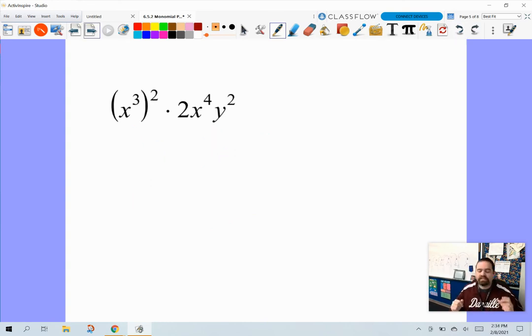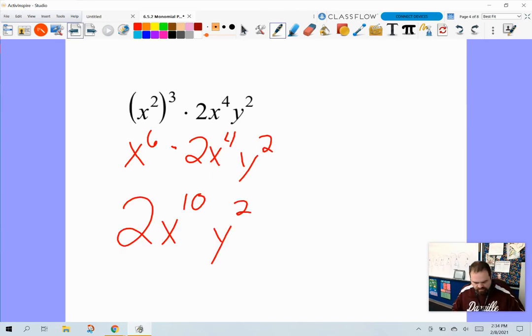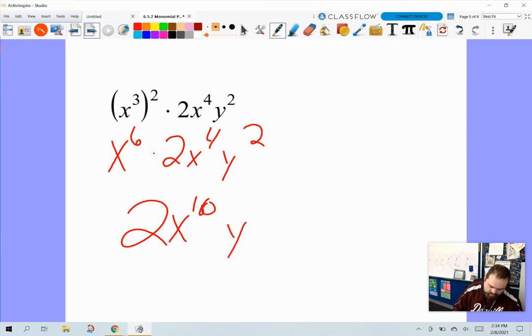All right, again, start at the parentheses. X to the third squared. That's a power to a power, so that's x to the sixth. And I've still got 2x to the fourth, y squared. Is that the same problem as the last one? Kind of, almost the same. The difference is that the cubed and the squared are flip-flopped, but the answer is the same. So 2x to the 10th, y squared.